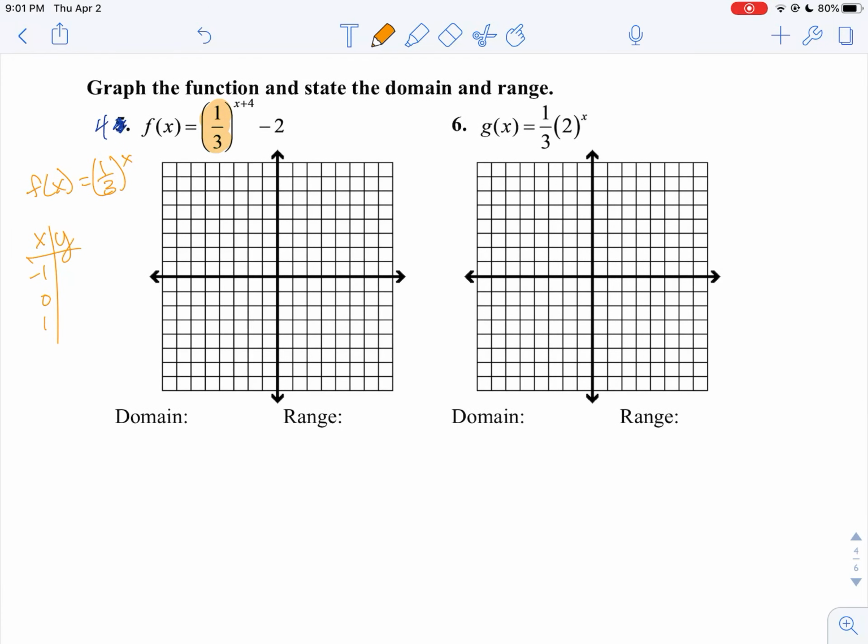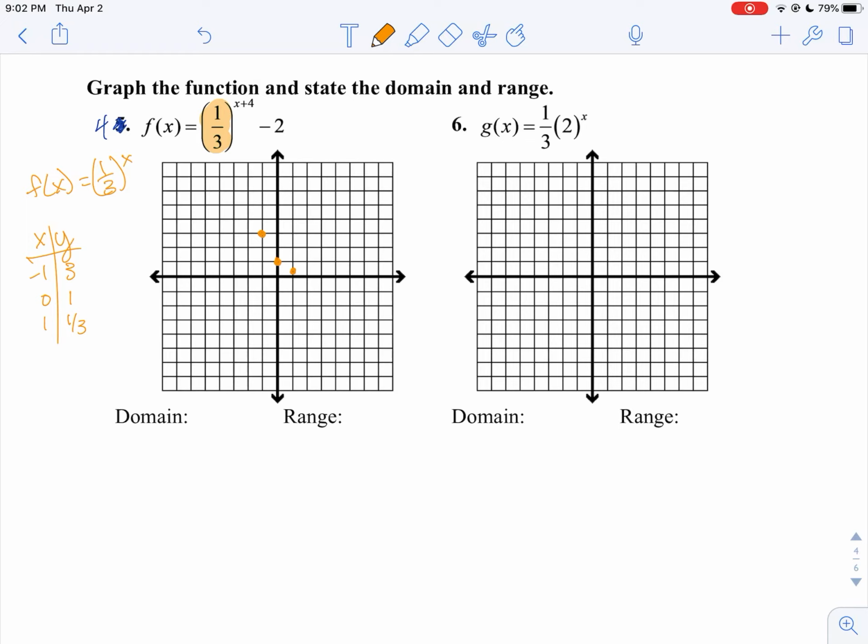And so if I do that, 1/3 to the negative first power would flip that fraction over, right? Negative exponents make reciprocals. And so I would have a y value of 3. And then 1/3 to the 0 power, anything to the 0 power, is 1. And then 1/3 to the first power obviously is still 1/3, and so I can graph those points, -1, 3, 0, 1, and 1, 1/3.